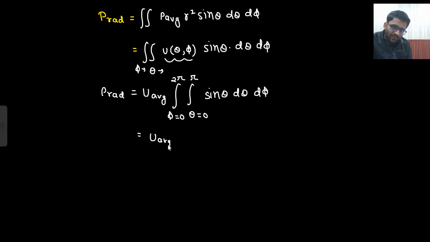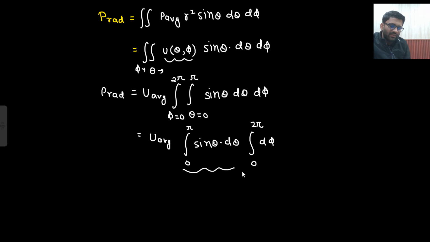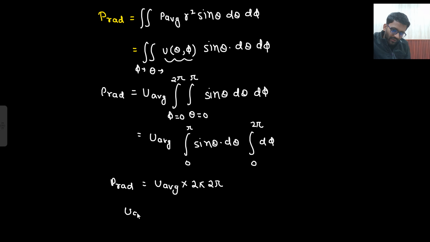This is U average. Now integration with respect to theta, so sin theta d theta, integrating from 0 to pi, and integrating d phi from 0 to 2 pi. What is the integration of this? You can do it, it will be 2. So U average, this is 2 and this is 2 pi, because if you integrate d phi you will get 2 pi, and from sin theta you will get 2. So what you are getting, P radiated is equal to U average into 4 pi. So what will be your U average now? U average is P radiated divided by 4 pi.